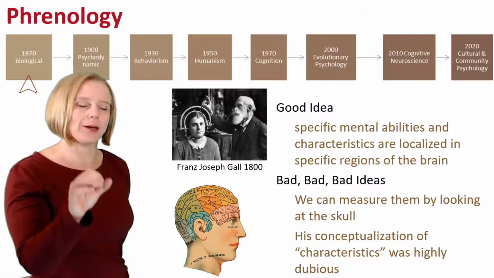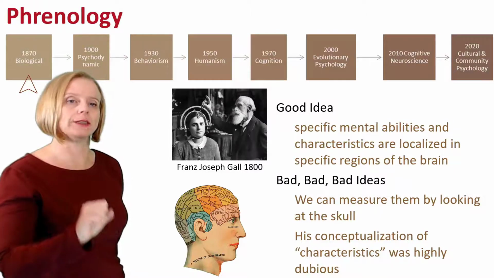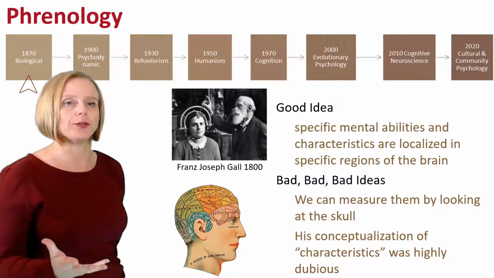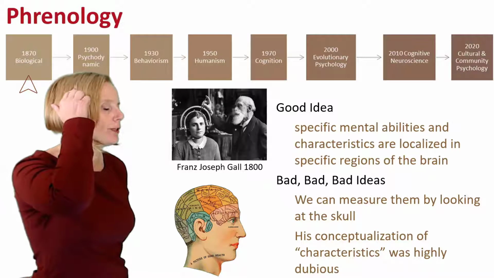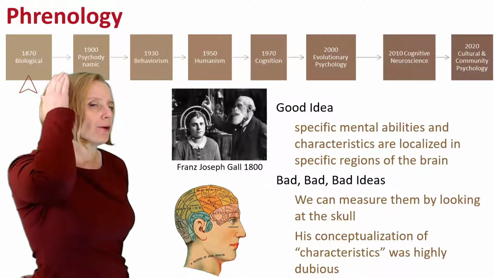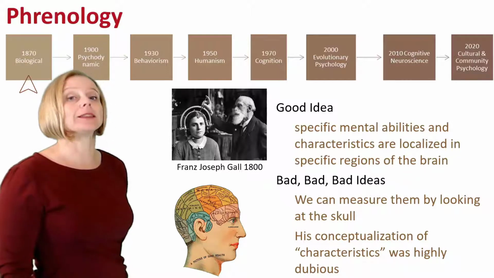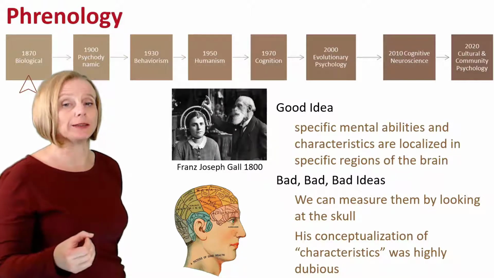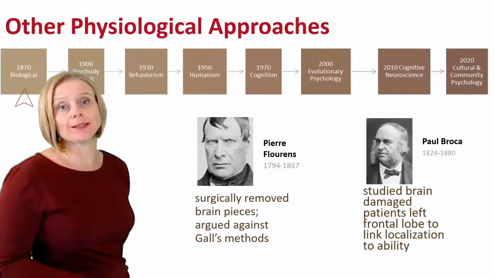However, he paired this with terrible ideas. The first of which is that we can measure them by looking at the skull. Well, how could we do this? If you work out an area of your brain, perhaps it's right here, it should grow bigger. And when it grows bigger, it pushes the skull out a little bit, and he'll be able to measure that. That's completely wrong. His second problem was his conceptualizations of highly dubious characteristics. This has long since been debunked.